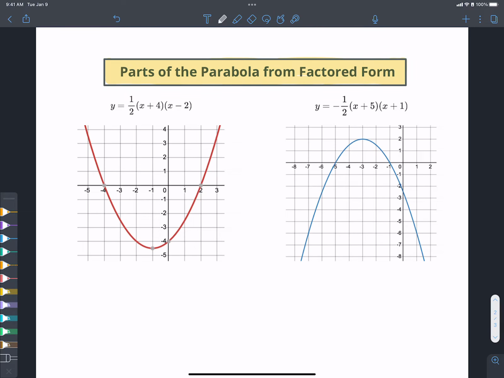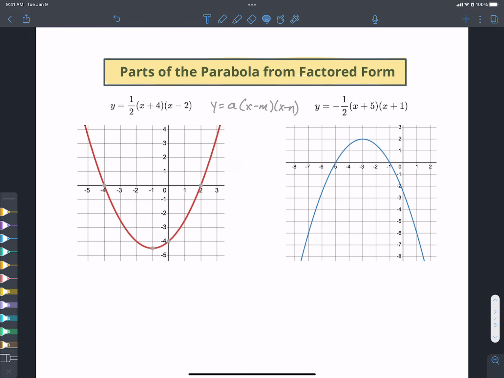In this video, we are going to talk about the parts of a parabola when we're looking at it in factored form. And if we want to consider factored form in the most general way, we have two factored form equations right here, but what we'll often write is something like y equals a times (x minus m) times (x minus n).